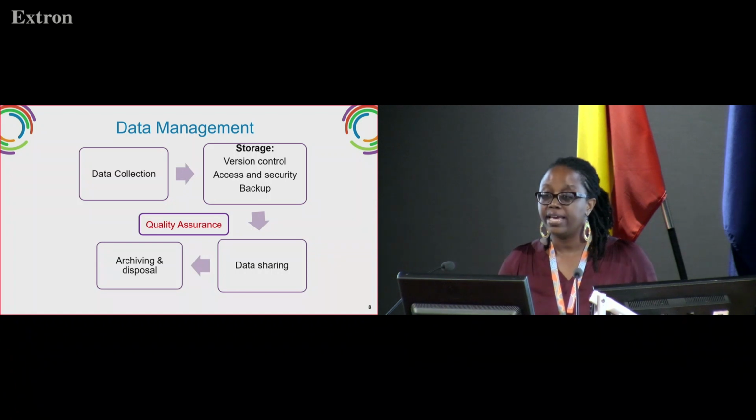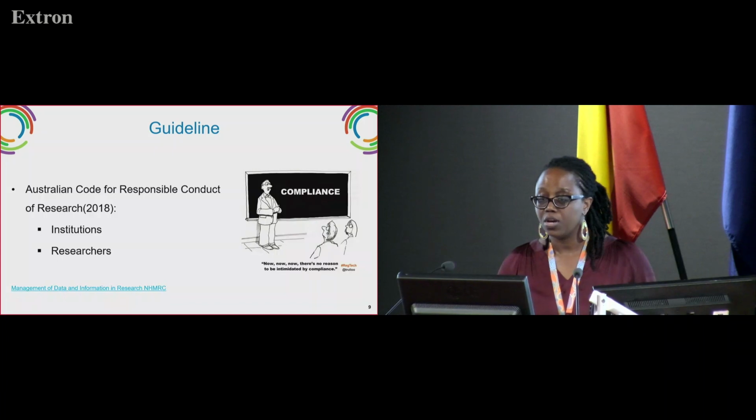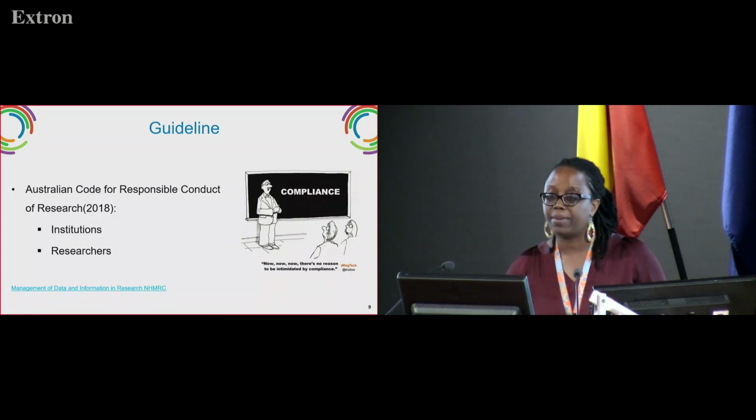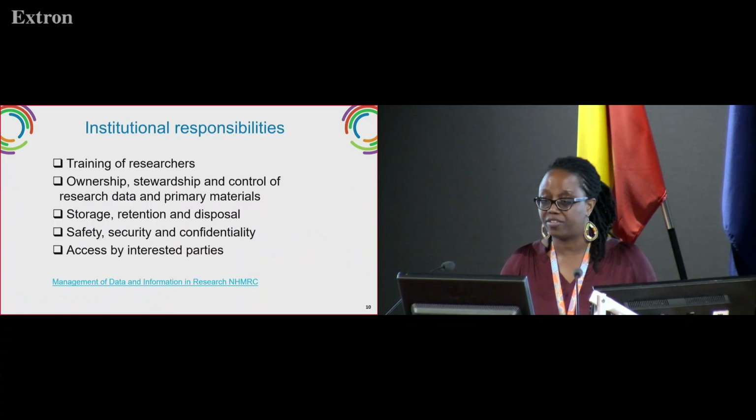And what ties up all these steps is quality assurance, because at different stages, you should be able to conduct quality checks to ensure that your data is of good quality. So in Australia, we are guided by the Australian Code for Responsible Conduct of Research, and it's not a big thing that should intimidate us into compliance, because it's pretty straightforward on what is required for the institutions and what is required for researchers.